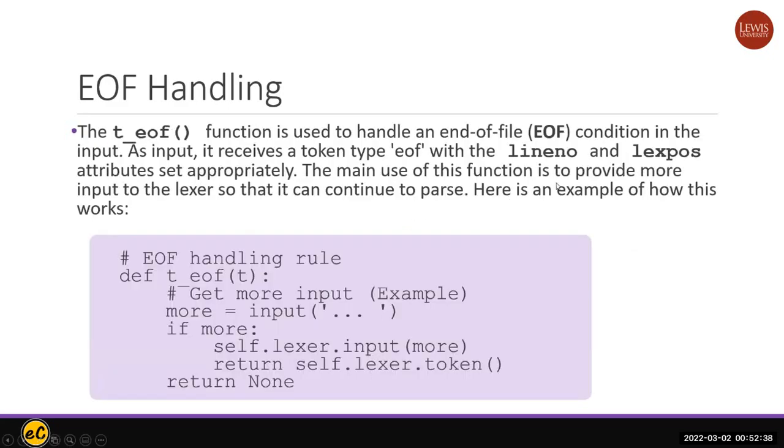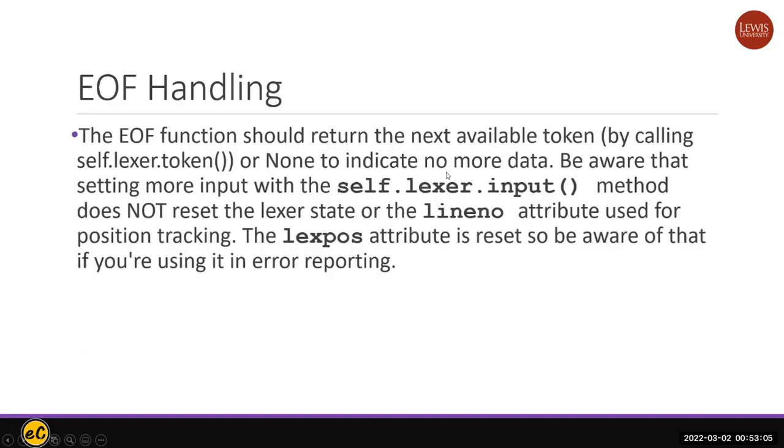Okay. So sometimes you may want to have the end of file and continue for multiple files to continue the parsing, okay? The main use of this function is to provide more input to the lexer so you can continue the parse. So in case you want to have end of file and you still want to continue until there's no more file you can handle, then you may want to use this one, okay? So end of file should return the next available token, okay? Now it could indicate that there's no more data.